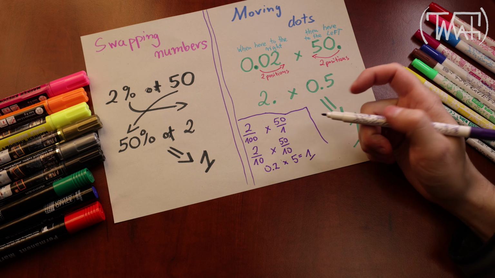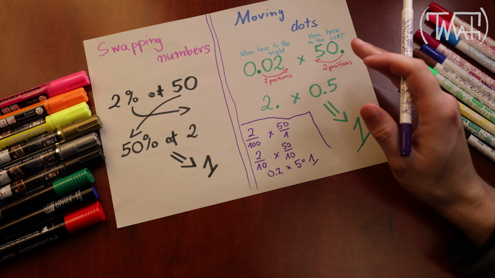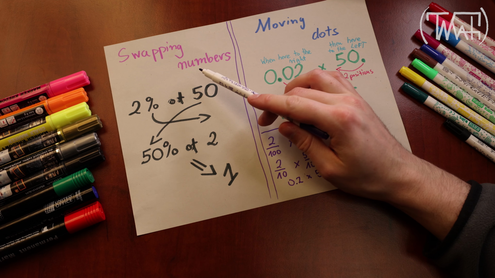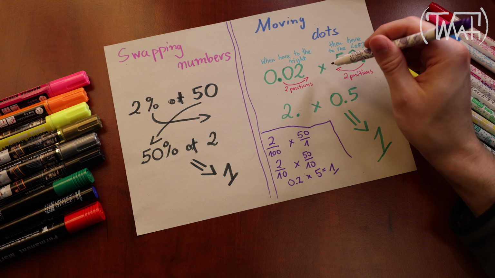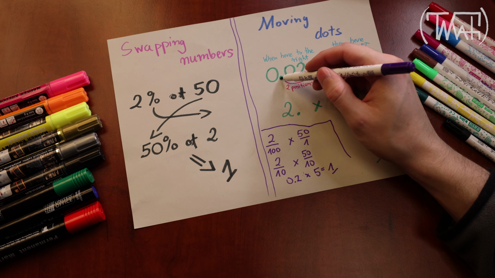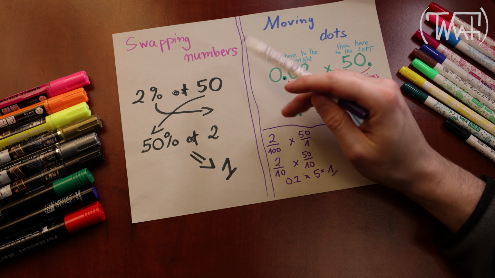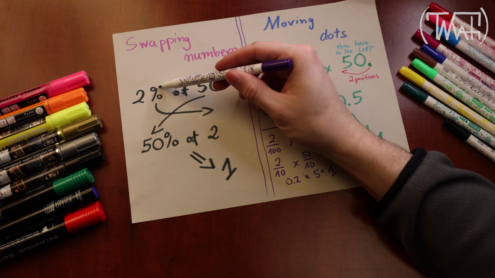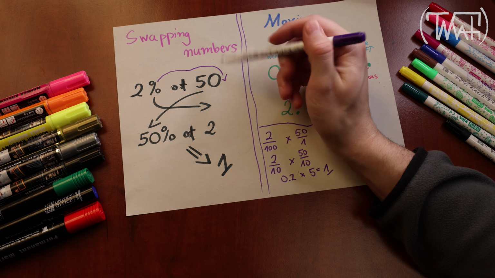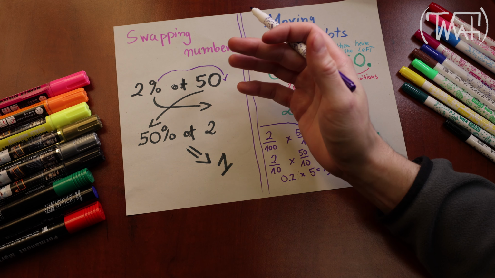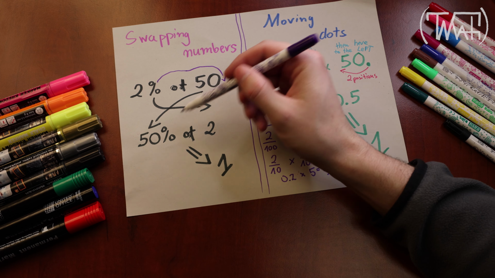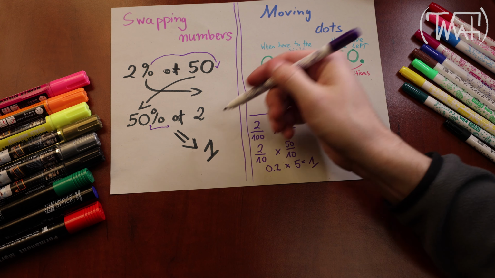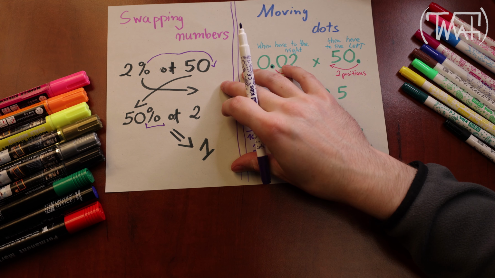So it's up to you what you are going to choose, right? This moving dots strategy, or you can use the swapping numbers strategy. I think that will be easier, because if you are not familiar with this representation, swapping numbers is easy to remember, just swap them. Or maybe it's better to say swap the percentage label, change the place of the percentage label, and you have the right result.